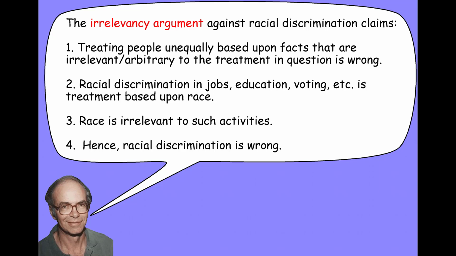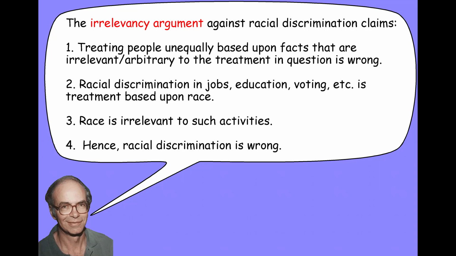It says treating people unequally based upon facts that are irrelevant or arbitrary with regard to that treatment in question is wrong. And the idea here is that if you're treating people on the basis of, say, the amount of melanin that pigments their skin, when that feature of the individual is totally irrelevant to the situation or the activities in question, then that violates our sense of fairness or equitability, our sense of what's morally correct.